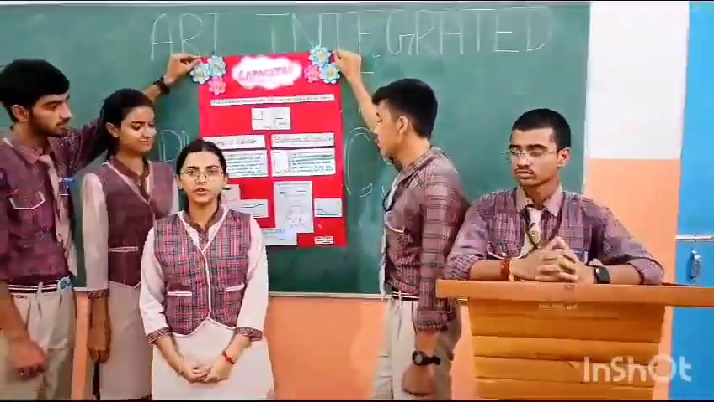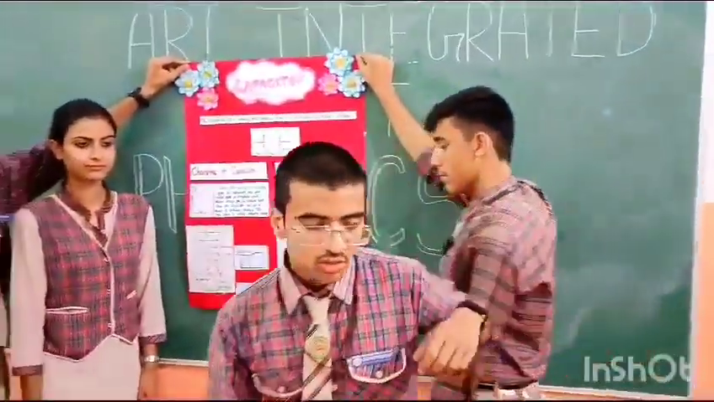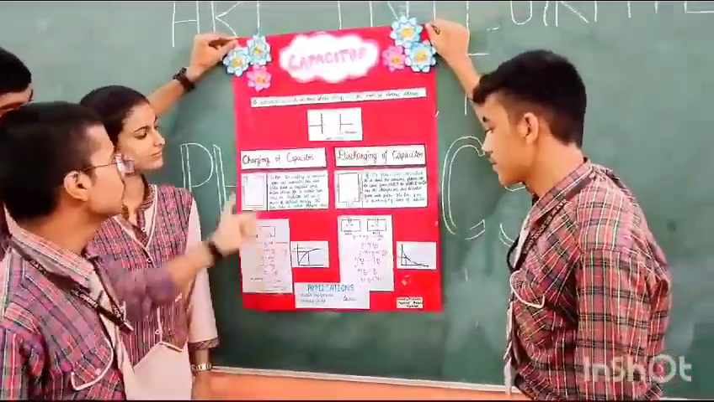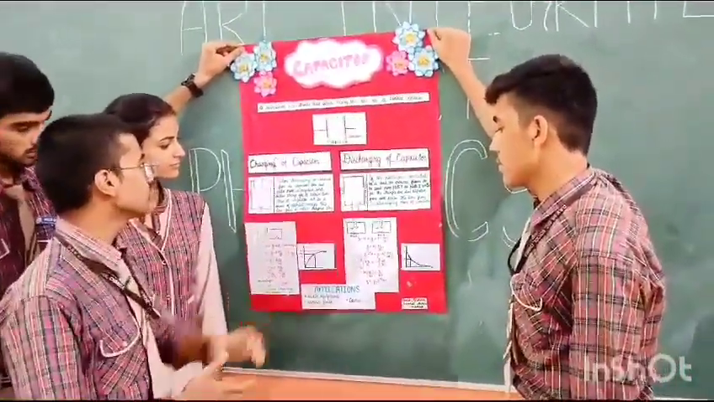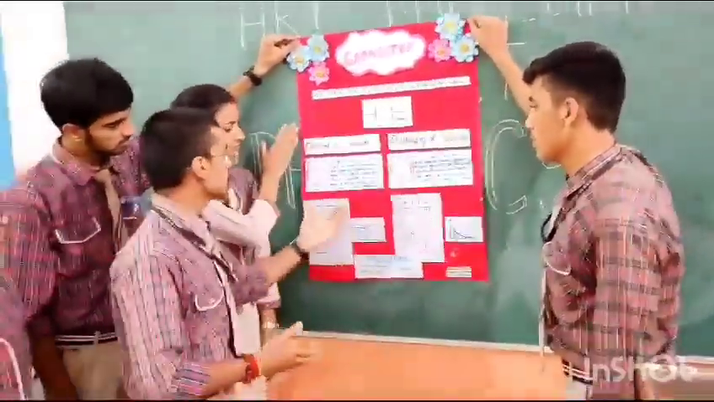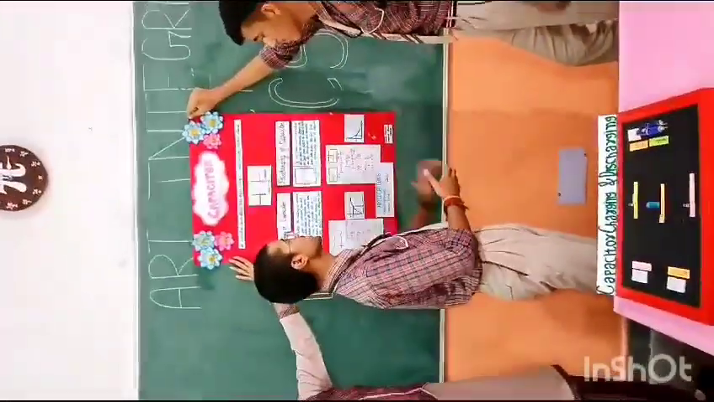So let's move on to the next topic, that is how does a capacitor charge and discharge. Here you can see we have written charging of capacitor and discharging of capacitor. Let's move to charging of capacitor. It means when the battery is removed from the capacitor, the two plates hold a negative and a positive charge for a certain time. Thus the capacitor acts as a source of electrical energy and this time span is called charging time.